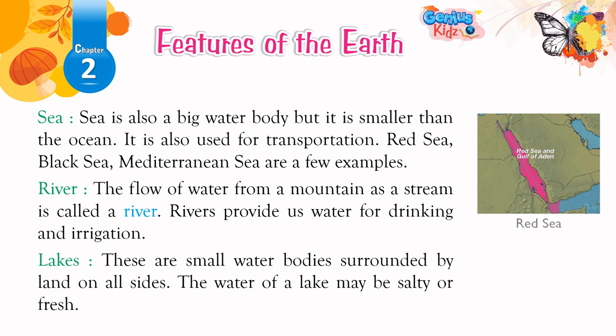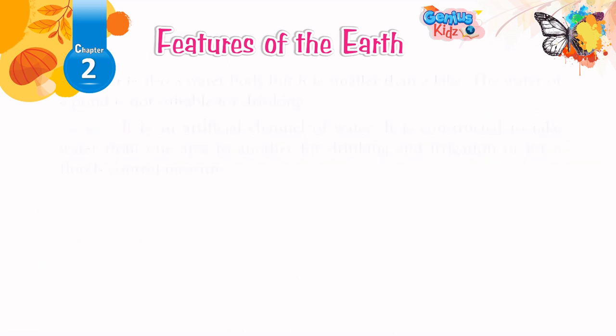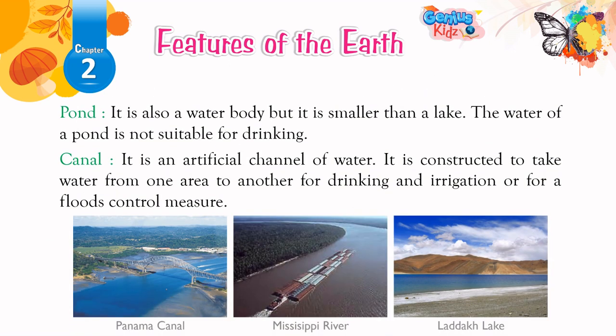Lakes. These are small water bodies surrounded by land on all sides. The water of a lake may be salty or fresh. Pond. It is also a water body, but it is smaller than a lake. The water of a pond is not suitable for drinking. Canal. It is an artificial channel of water. It is constructed to take water from one area to another for drinking and irrigation or for a flood control measure.